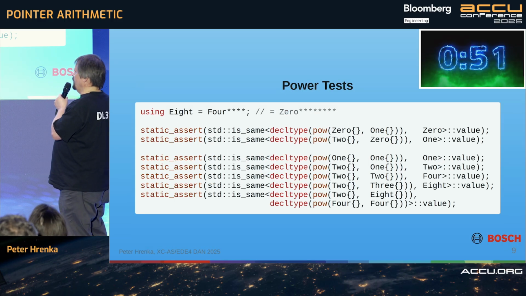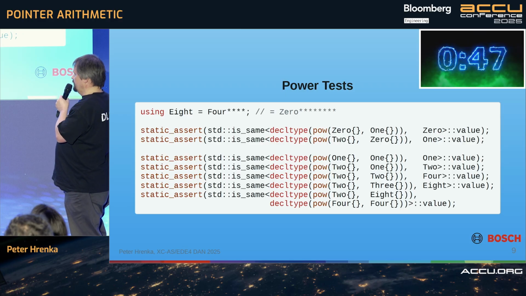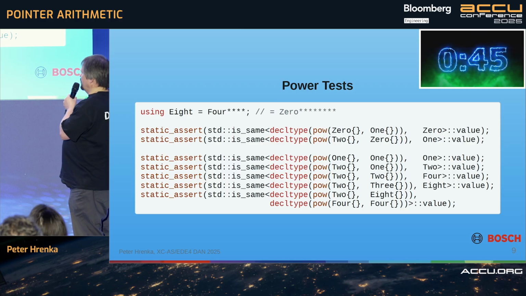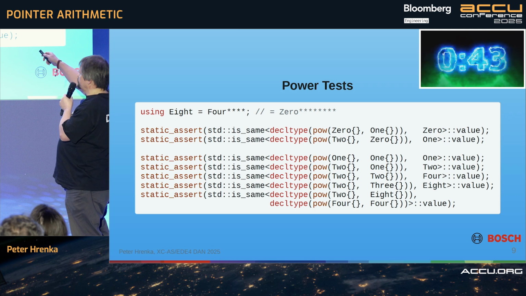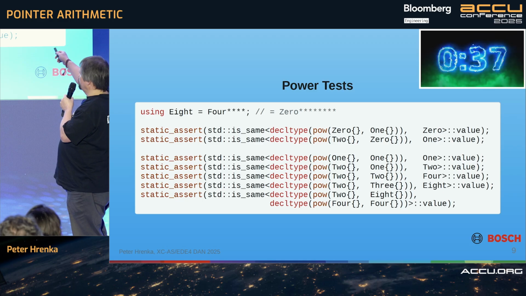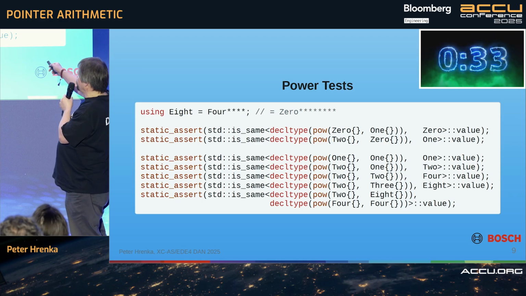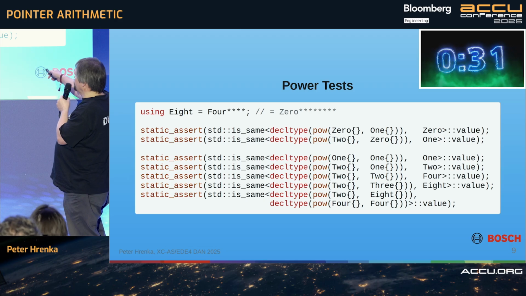And so we have some tests. We need some more helper types. We defined 8, and of course we check the edge cases. 0 to the power of 1 is 0. 2 to the power of 0 is 1. 1 to the power of 1 is 1. 2 to the power of 1 is 2. 2 to the power of 2 is 4. 2 to the power of 3 is 8. And the other ones you can calculate yourself.